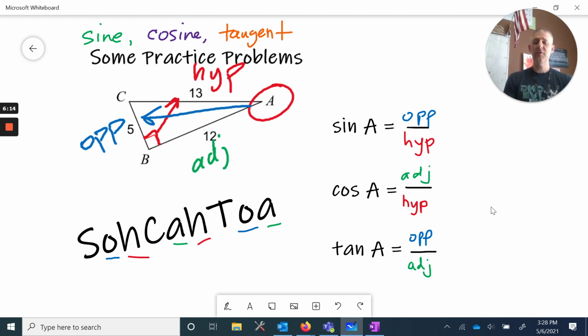In the next video, we'll be talking about how to calculate a missing angle using these ratios. And then in a future video after that, we'll talk about how to find a missing side.